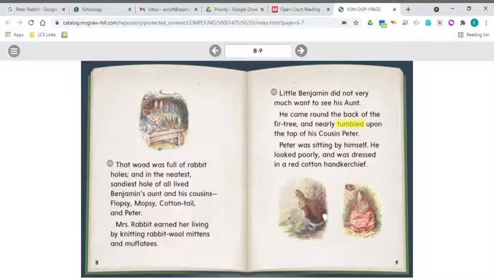So here we can make a connection between this story and the story that we read yesterday. These are the same characters. We heard about Mr. McGregor and now the rabbits that we learned about yesterday.